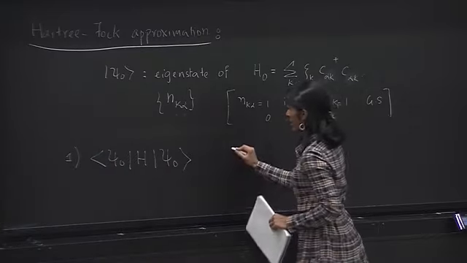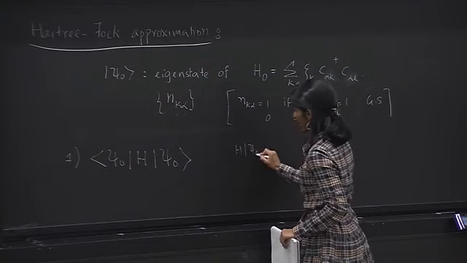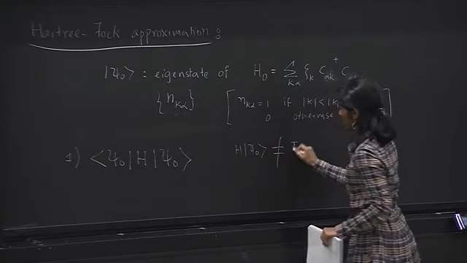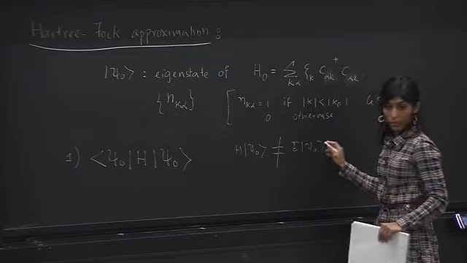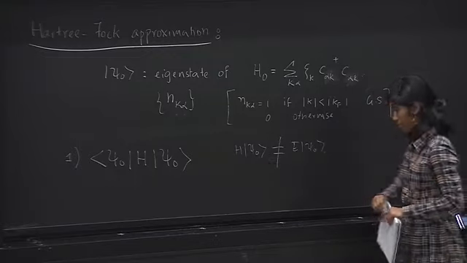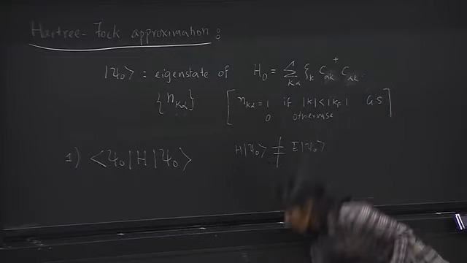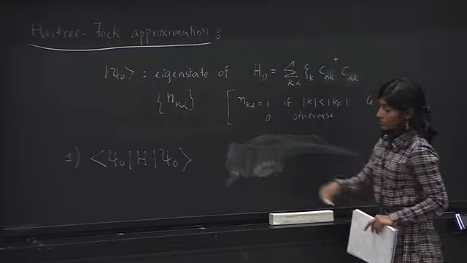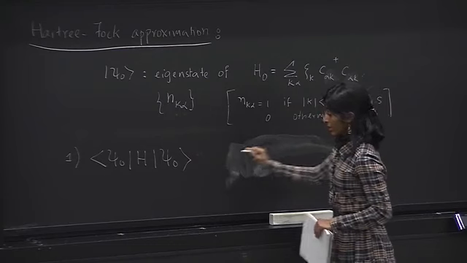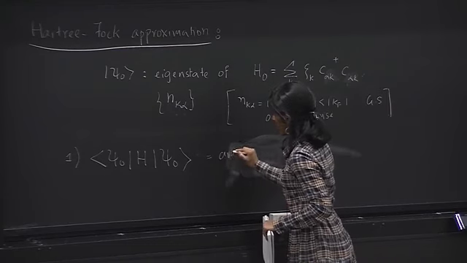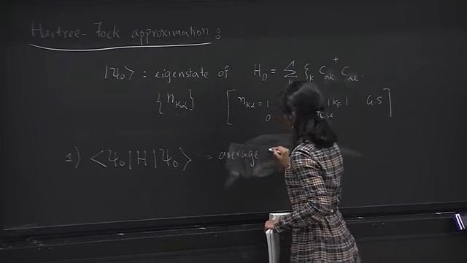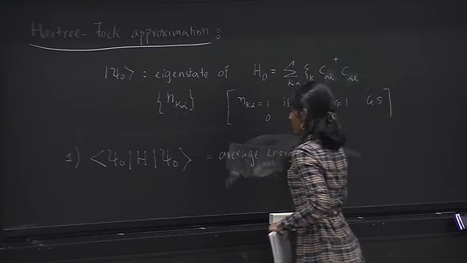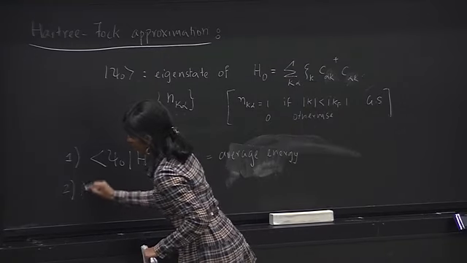And I want to emphasize, we're not saying that it's an eigenstate. This is not the claim. We're not trying to find the eigenstates. We're just doing a variational calculation. So we compute this object. This is the average energy in the state. And once we do this, we minimize it.